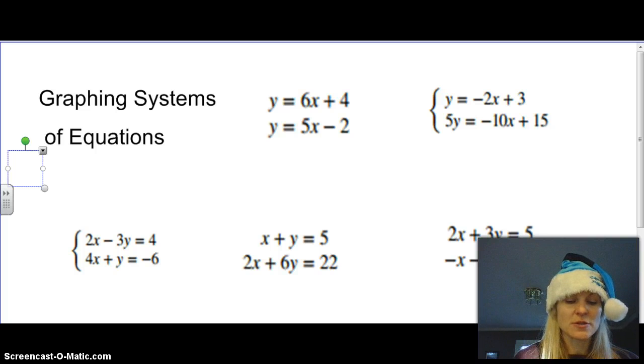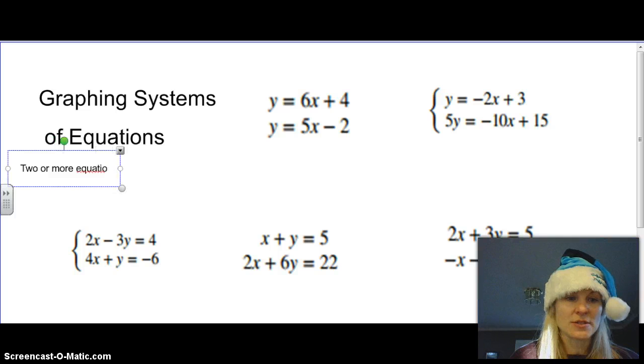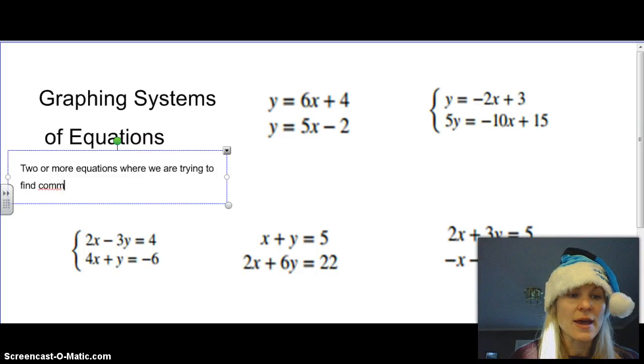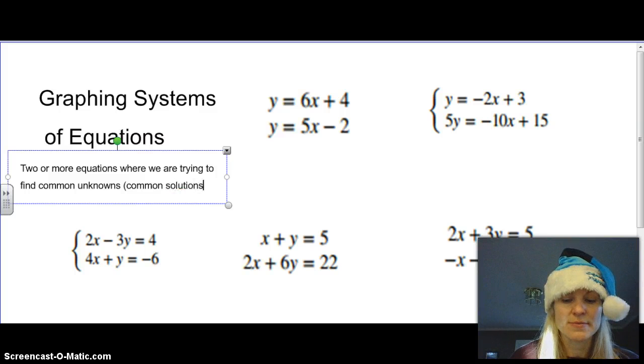So a system of equations is when we have two or more equations where we are trying to find common unknowns, or might be better to say common solutions.